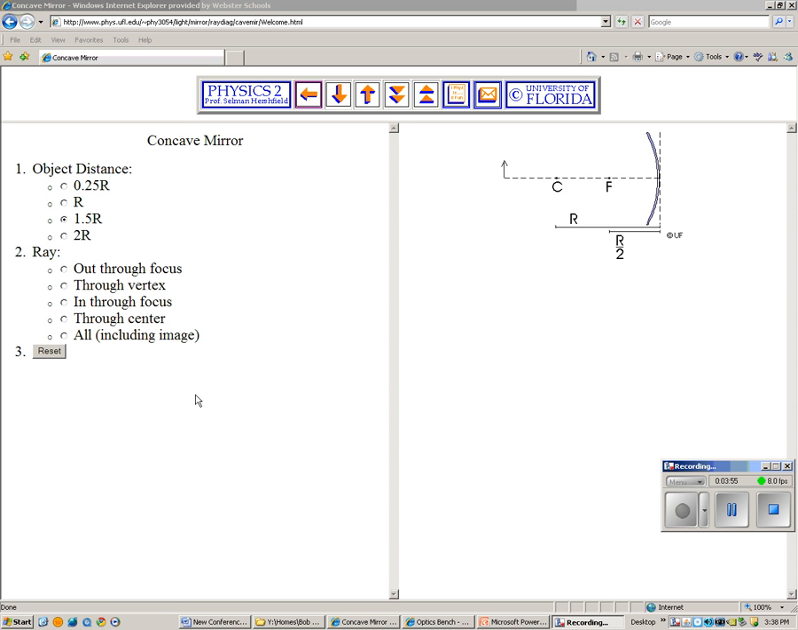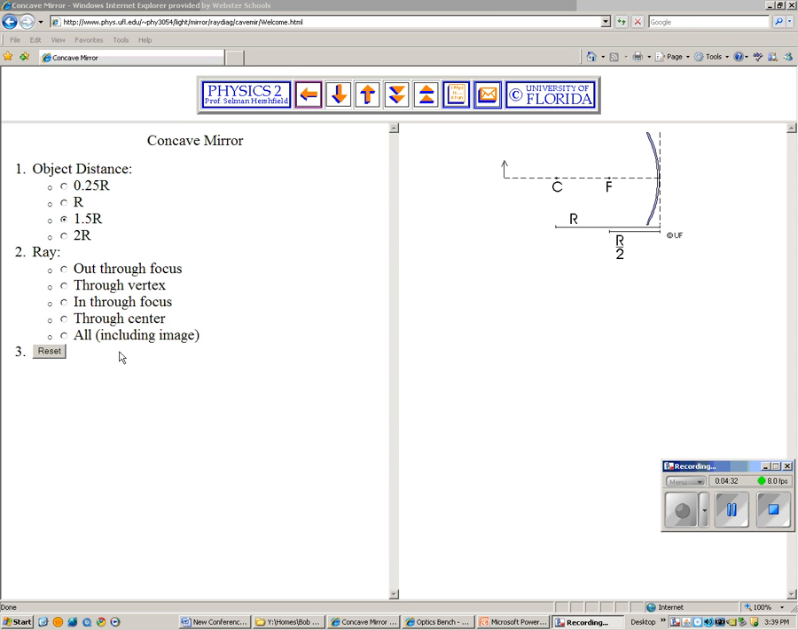Another line you can draw is from the object through the focus. When it hits the focus, it hits the mirror, and then bounces out parallel to the principal axis. And the last one is if you go through the center. It looks something like this. The light ray goes through the center, hits the mirror perpendicularly, and it bounces right back through the center again. You can use any two of these light rays to find out where your image is, or you can use all of them, and I'll show you how that works.